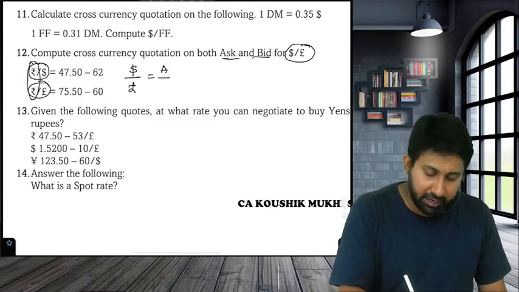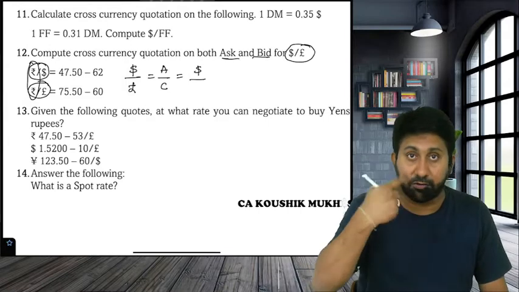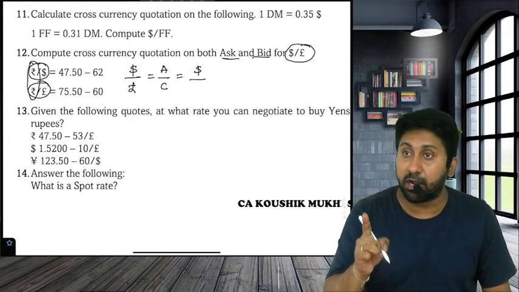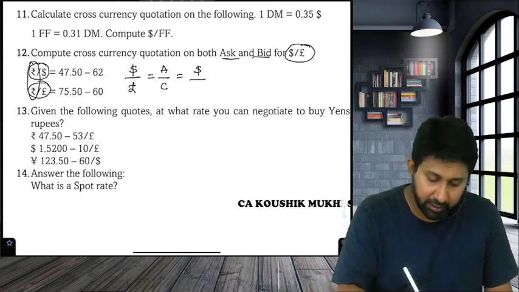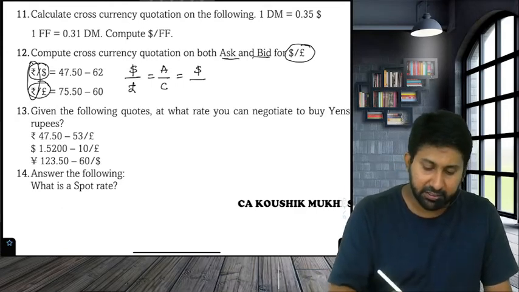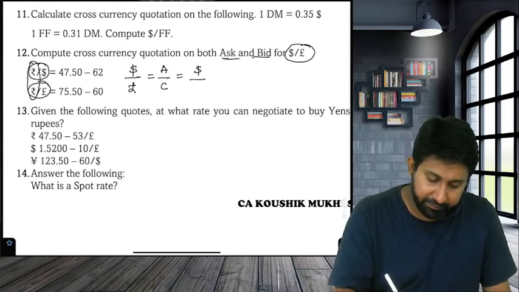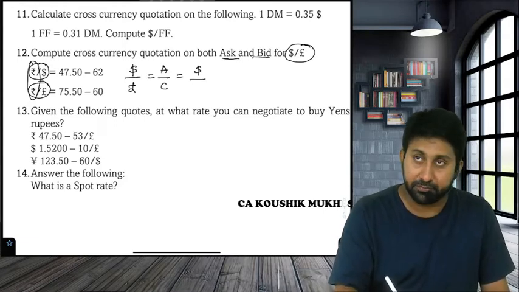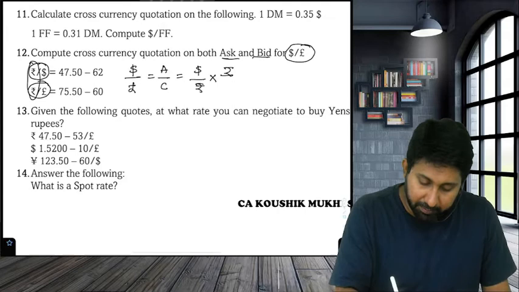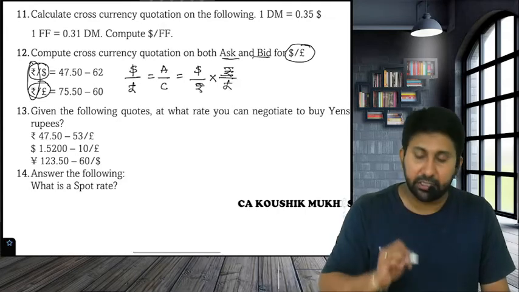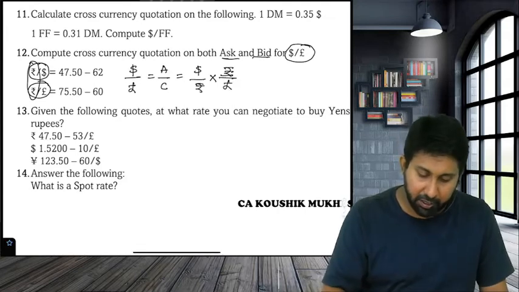Dollar will be A, pound will be C, and B will be rupee. Dollar by, spell out everyone. Forex chapter you will become perfect only if you spell out and do on your own. Tell me. A by C. C means what? Pound. A by C equal to A by B. B is what? Rupee, into rupee by pound. This is the notation.